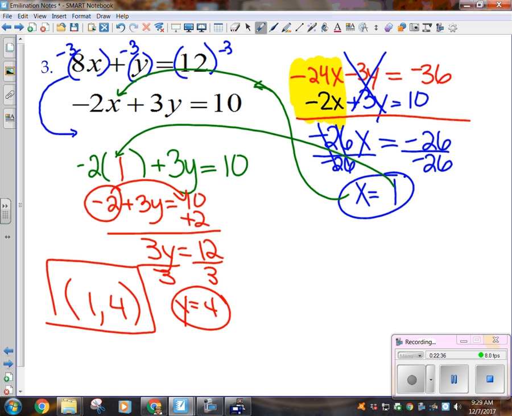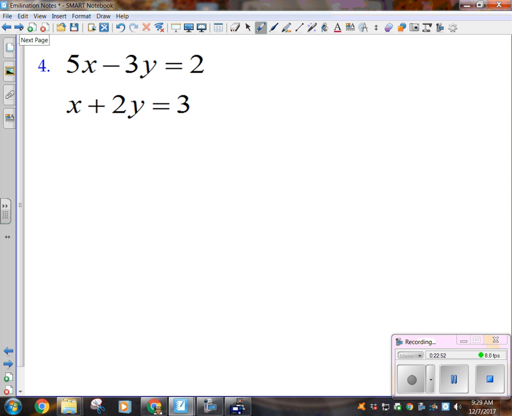My answer is 1, 4. What do you think of elimination so far? Is it terribly hard? It's not too bad. Today, or this problem was the first time we had to make it work. If it's not working, you got to make it work. Okay, let's do another one. Let's do one more.